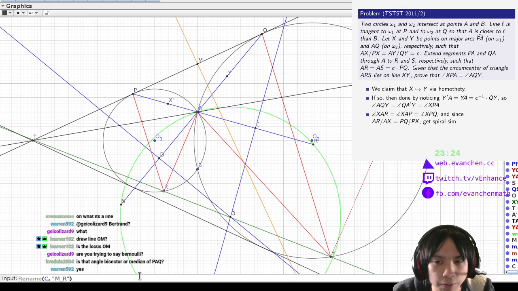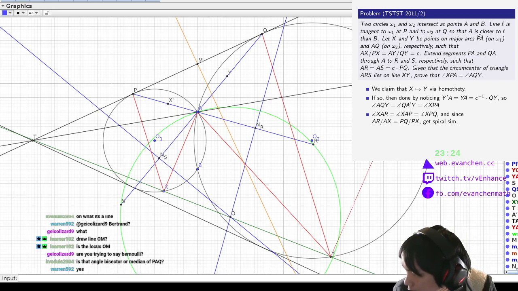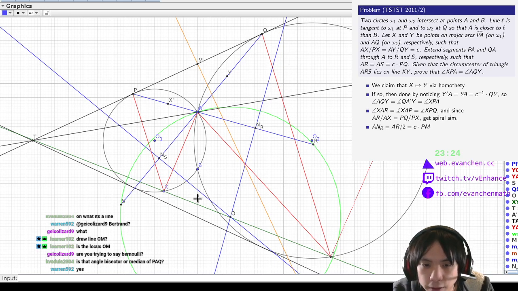Is the locus OM? Yeah, it's OM for sure. And the reason is that I can calculate this length. A and R, AR over 2, is like C halves times C times PM. So it's a spiral sim that takes XPM to XAR over 2. And so that, and this is.